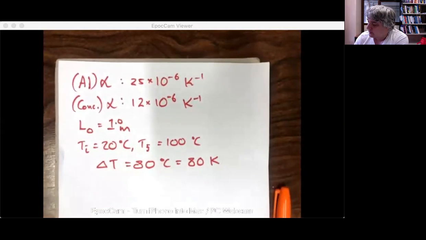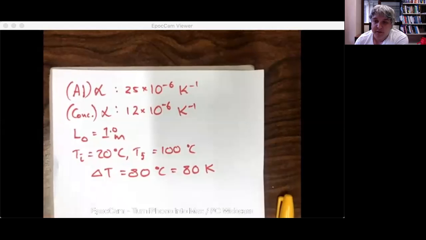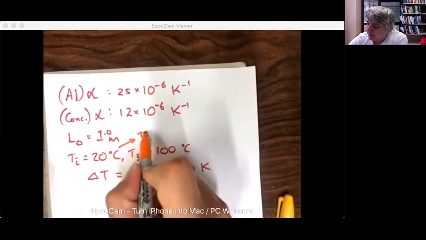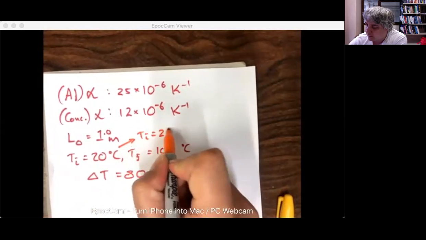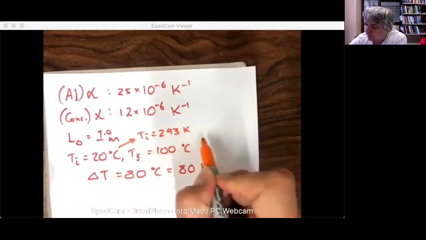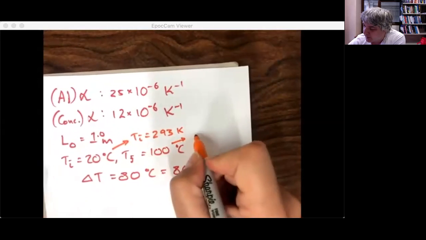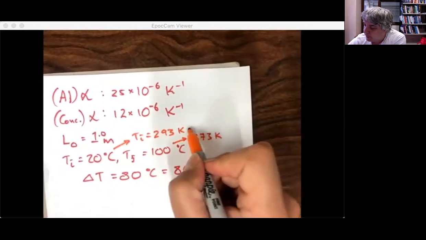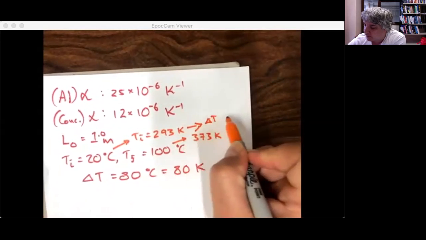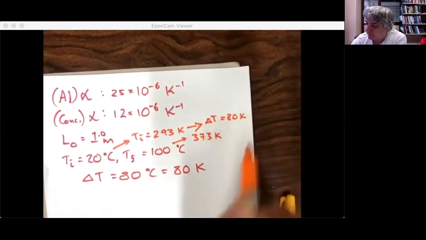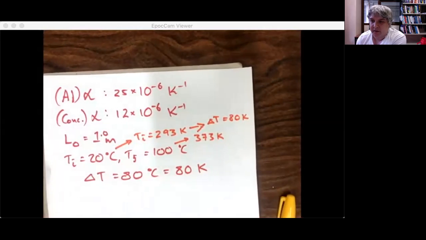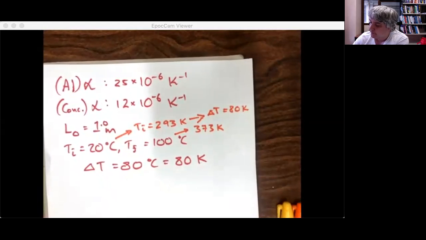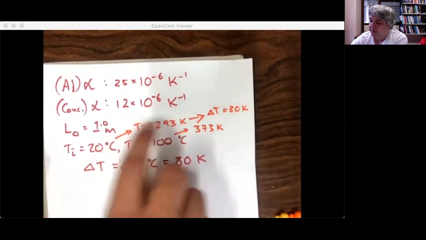Just as a reminder, since this is, as I said, one of the common sticking points, if we were to convert this into Kelvin, then we would have temperature initial being 293 Kelvin, and we would have final temperature as being 373 Kelvin, and we would still get the same change in temperature of 80 Kelvin. So just a reminder, they are going to be the same in Kelvin and Celsius because it is a temperature difference, but the actual specific temperatures will be different.